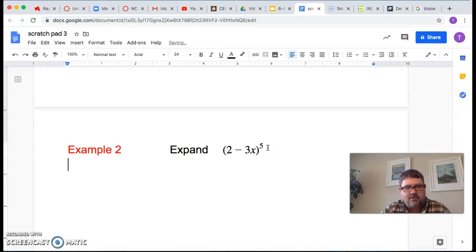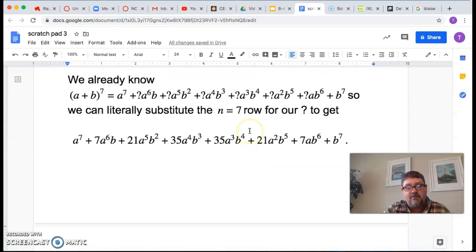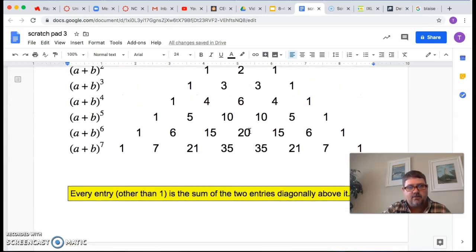And the first thing I want you to realize is it does fit, you've got to kind of force it to work. That 2 is your A. And negative 3x is your B from the theorem. Okay, so I'm just going to plug this into my theorem and go to work. And I'm going to use the n equals 5 row of Pascal's triangle. So I'm going to grab these. These are going to become my coefficients.